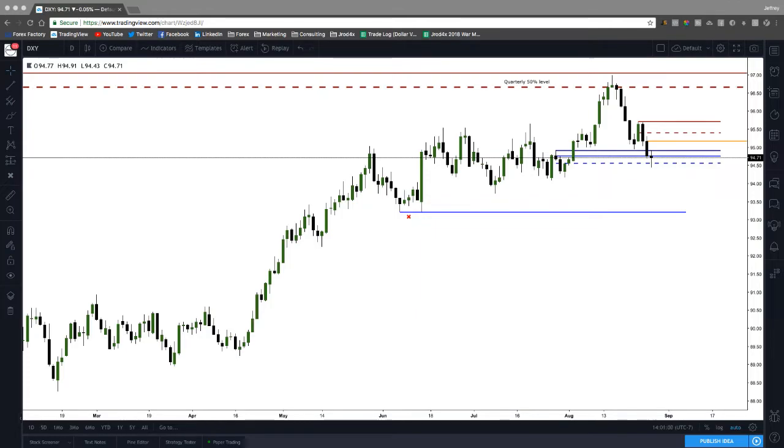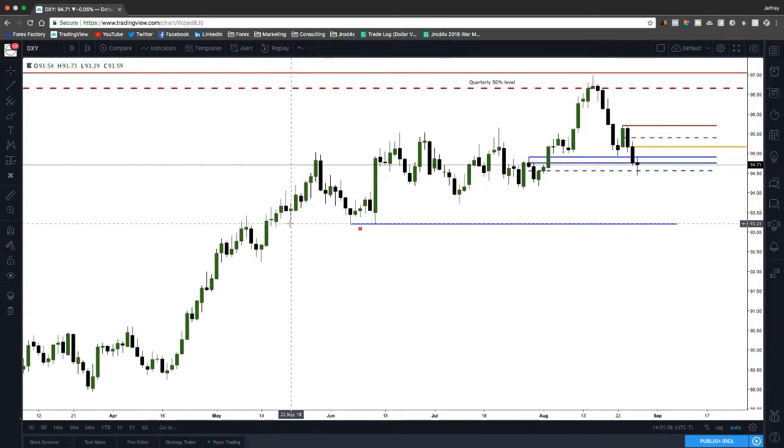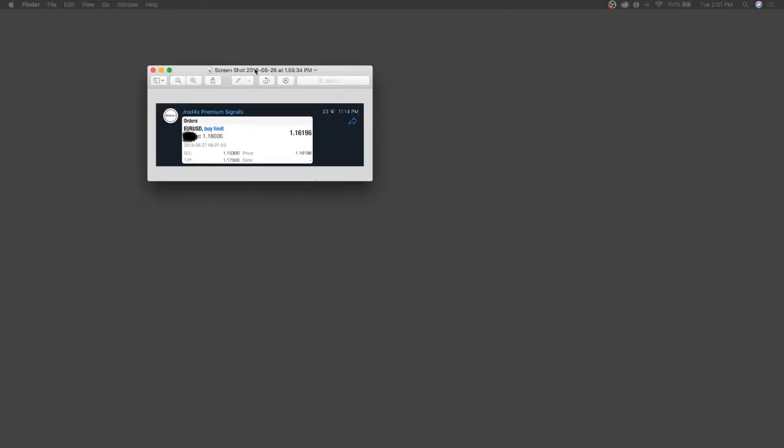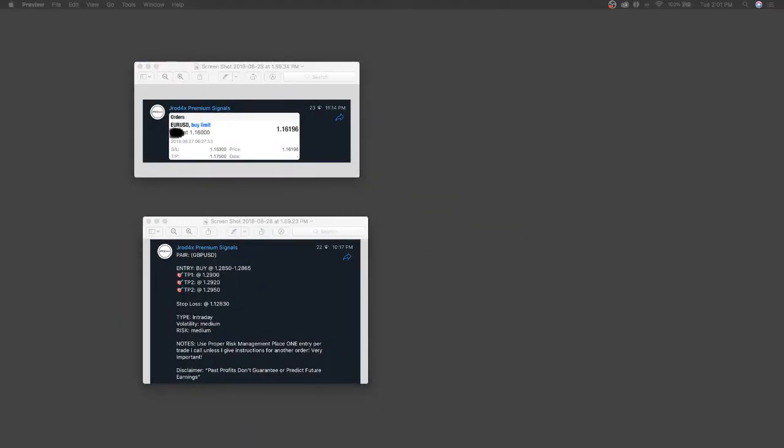We are going to get started with the dollar index, but first off I want to briefly go over the two trades that we called, or the two signals that I called so far for the week. Let me just drag this over. Alright, so we had this buy limit on.